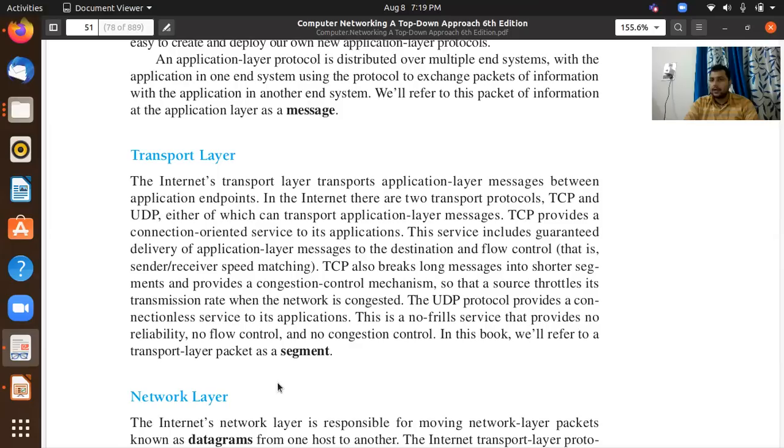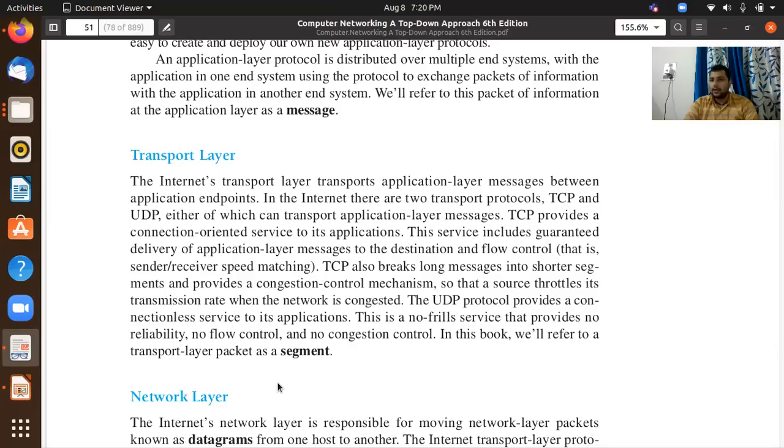The next service is flow control. Both nodes should be in sync in terms of the flow. If the end node at the destination can process packets at a certain speed, it would be better if the sender sends at that speed only. So there must be some sort of mutual agreement between sender and receiver, which is called flow control. And there are several other services.